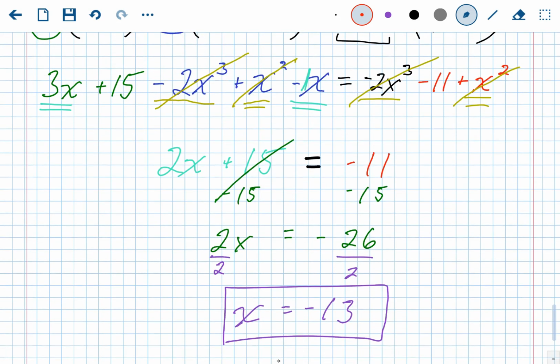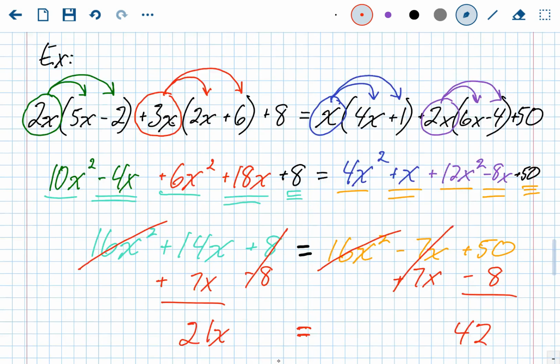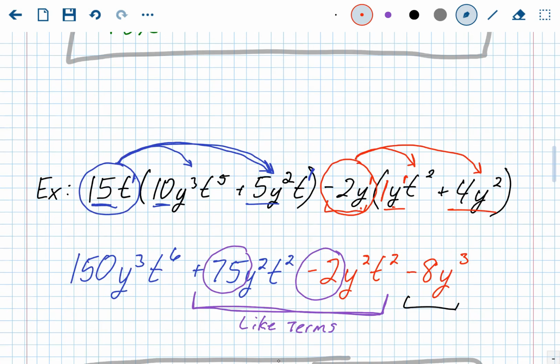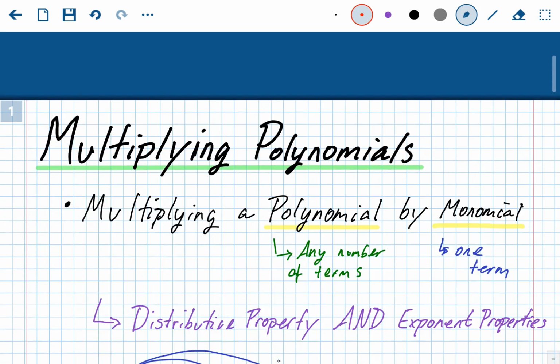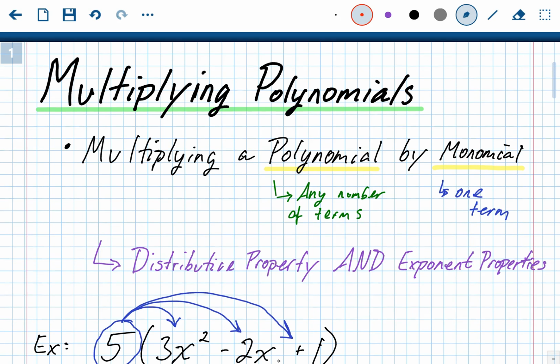All right, and that's the most basic form of multiplying polynomials, which is just a polynomial times a monomial, which again is just the distributive property mixed with our exponent properties. Okay, and the exponent properties being, when there are numbers, you multiply the numbers in front, and then add the exponents.